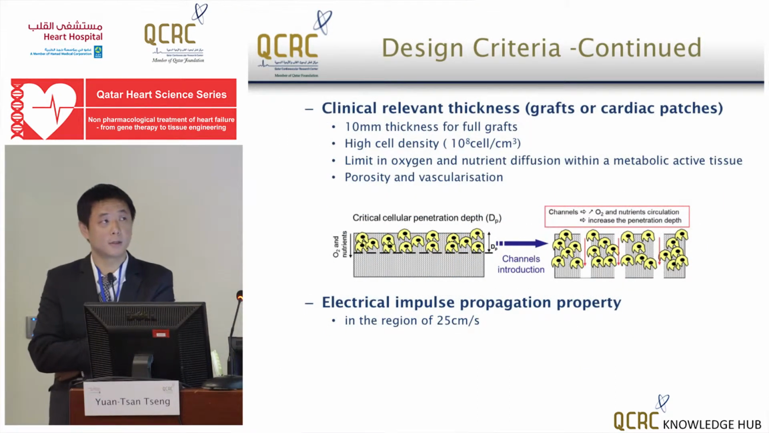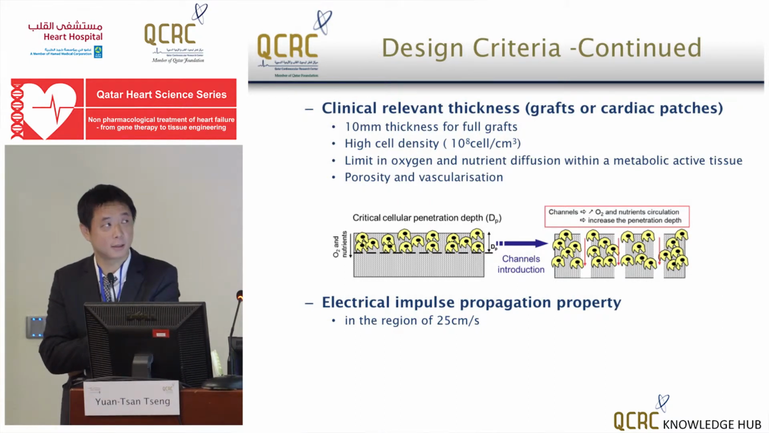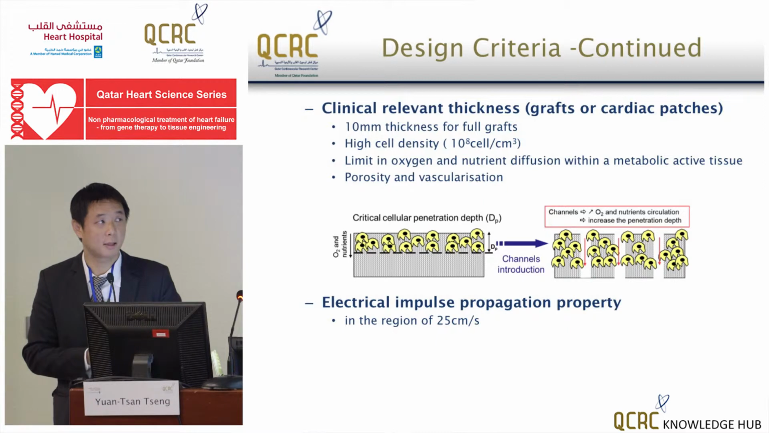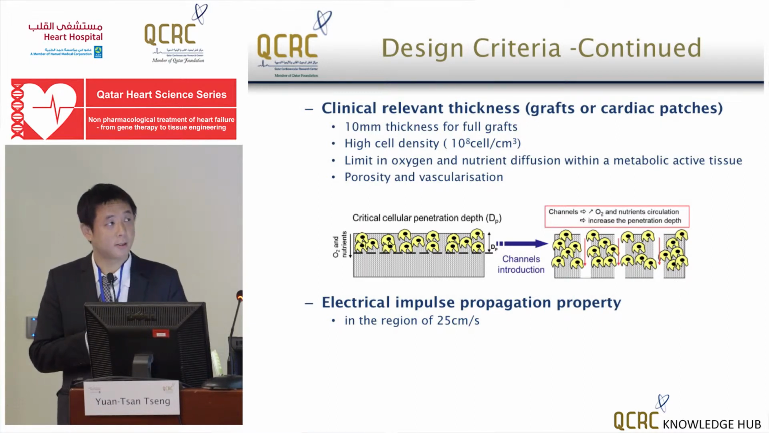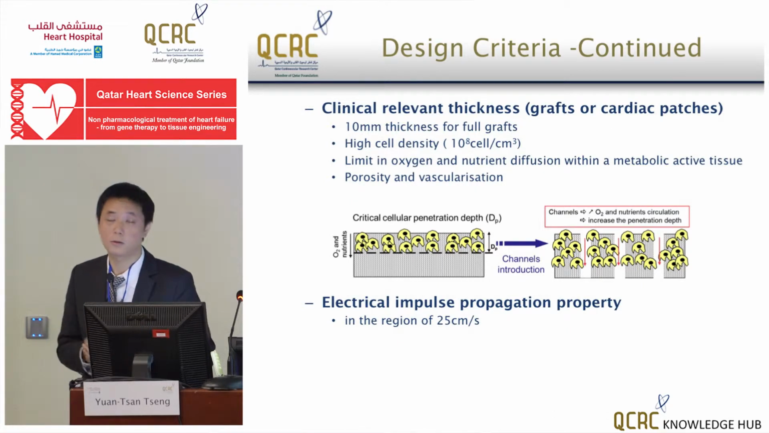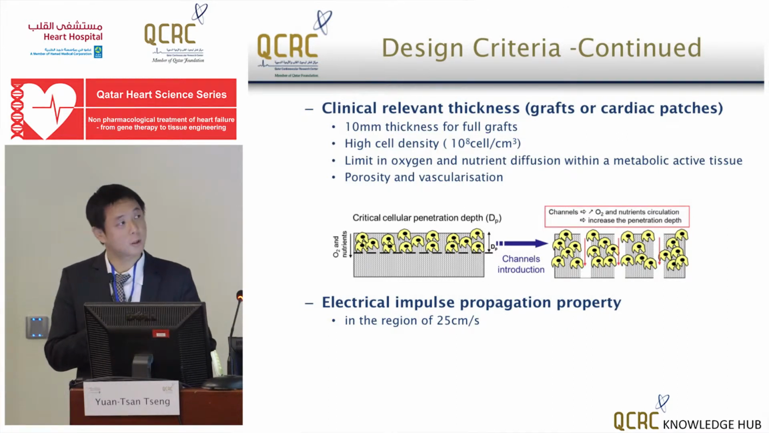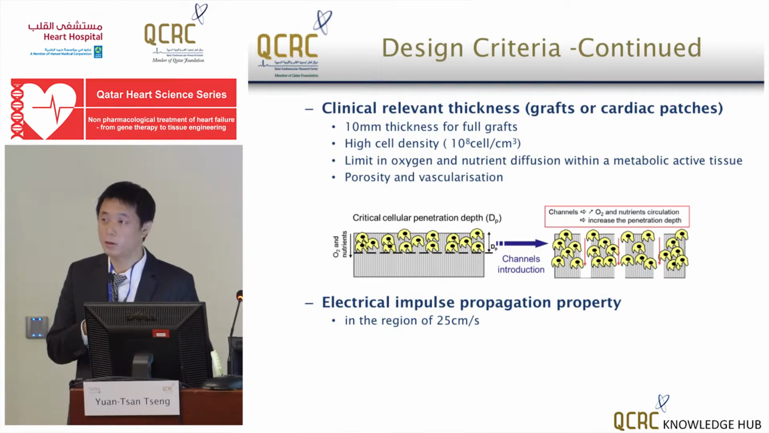In terms of using grafts or cardiac patches, an important criterion is the thickness. If you are to consider, for example, a full graft, generally we're talking about 10 millimeter thickness. And cardiac tissues have very high cell densities and a very high metabolic rate. So you will run into what we call diffusion constraint, where the oxygen and nutrient diffusions are limited. One of the strategies people consider is taking care of the porosity and vascularization, where you introduce channels, essentially like our blood vessels, to enhance the cell penetration and colonization into a full graft.